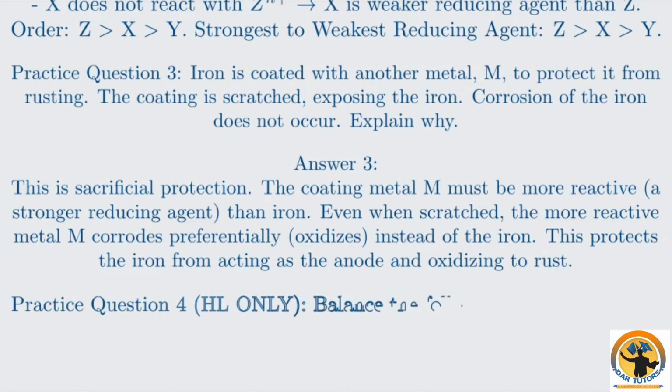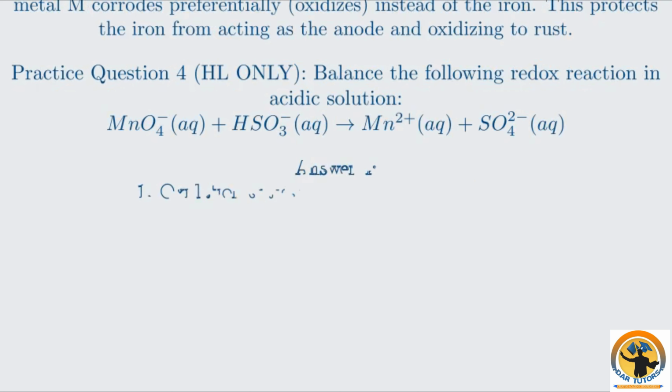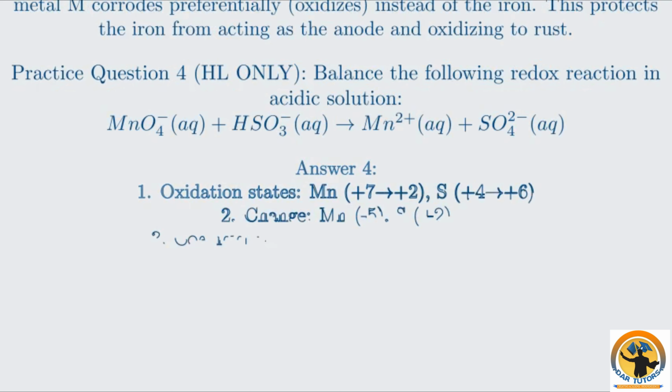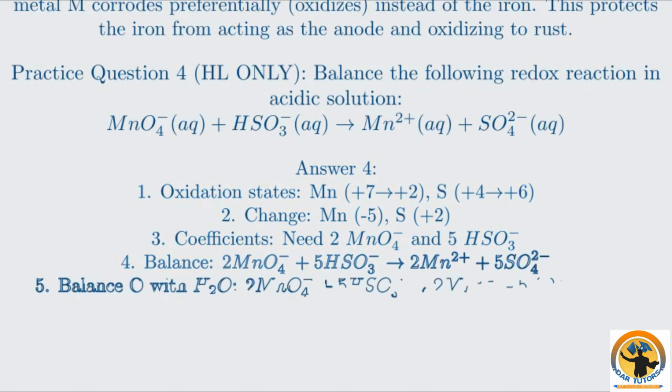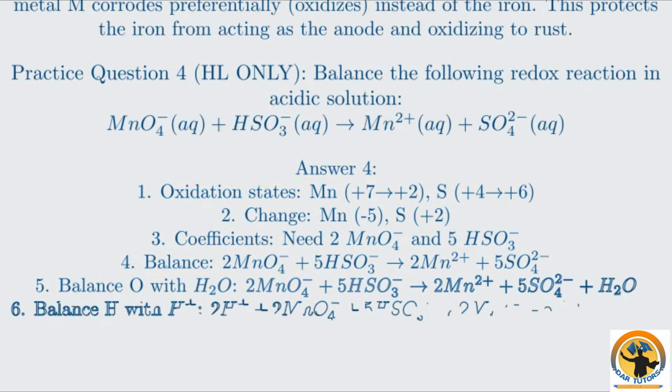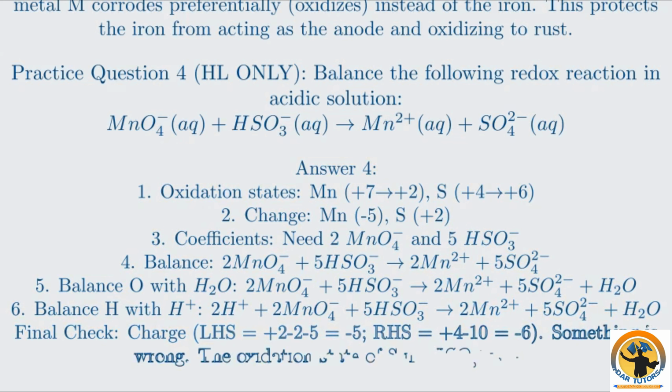Question 4 asks us to balance a redox equation in acidic conditions. Let's quickly apply the oxidation state method. Mn goes from +7 to +2, change of 5. S in HSO3- goes from +4 to +6, change of +2. To balance these, we need 2 MnO4- ions and 5 HSO3- ions.